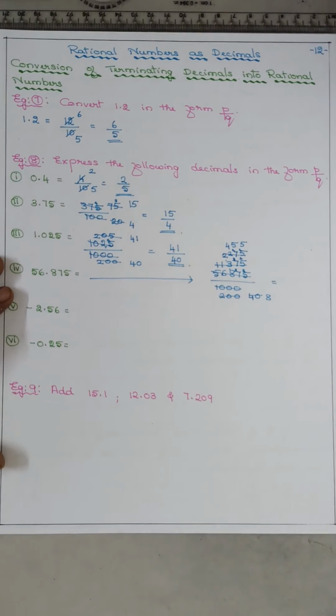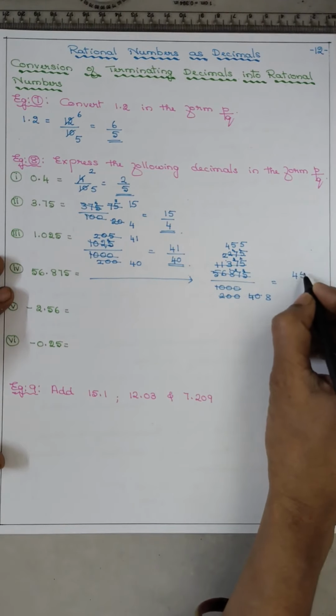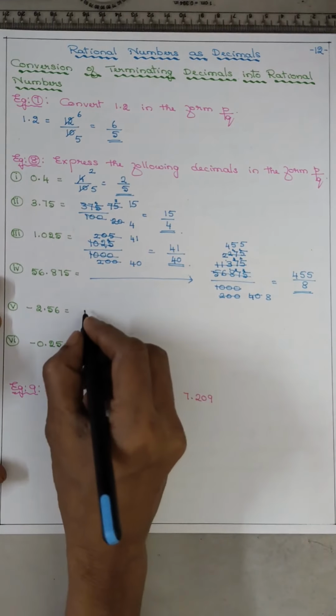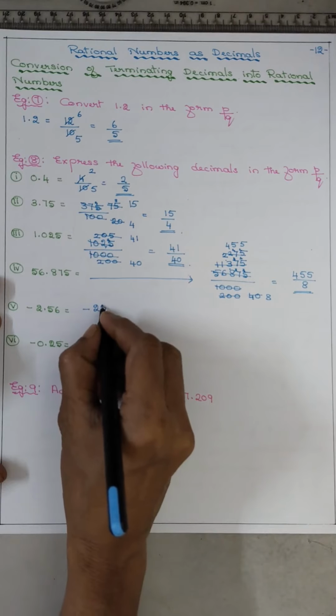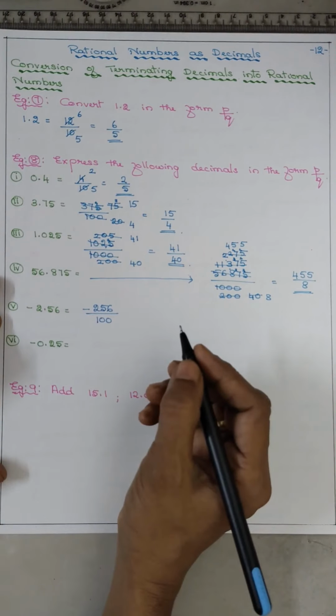So you have to be careful in the cancellation. All are in the table of 5, but you have to be careful, okay. Numerator it is 455, denominator 8. This is the lowest form, okay.